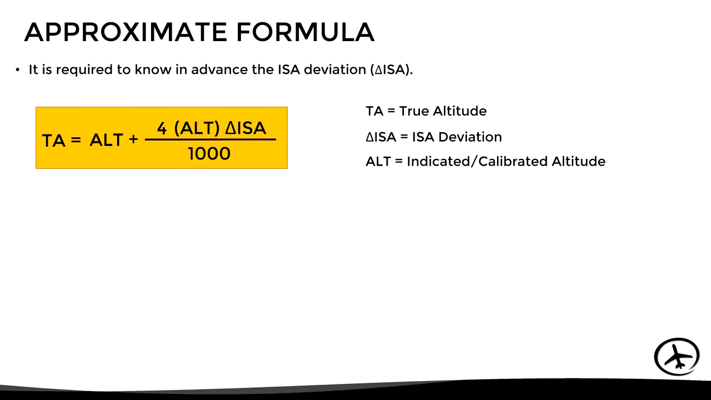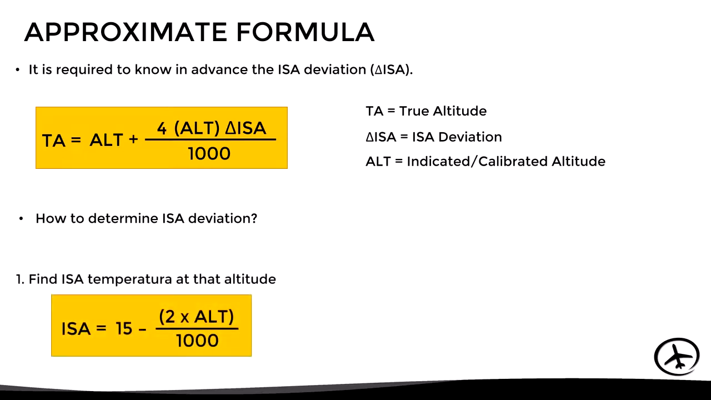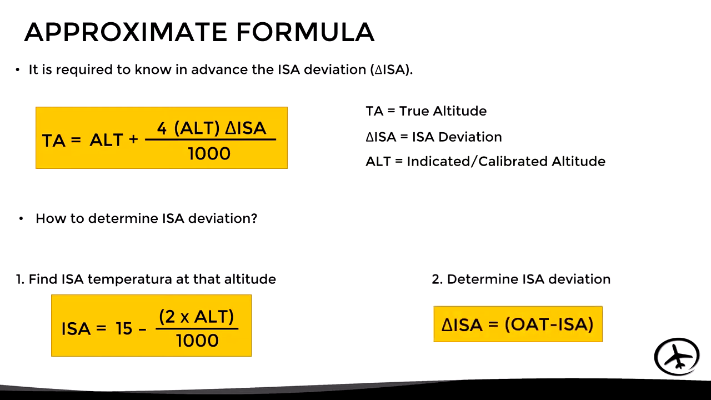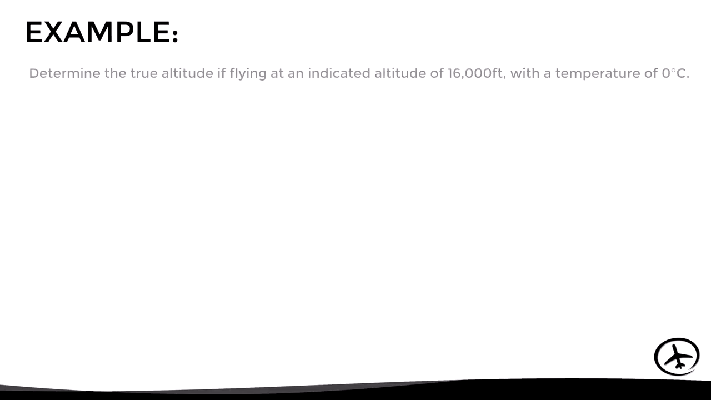To use it, it is required to know in advance the ISA deviation, since this is the formula we are going to use. As we know from the video about ISA conditions, the ISA deviation can be determined calculating first the standard temperature at that altitude using this formula, and then determining the difference in relation to the actual temperature. Let's look at the same example, but using this formula.